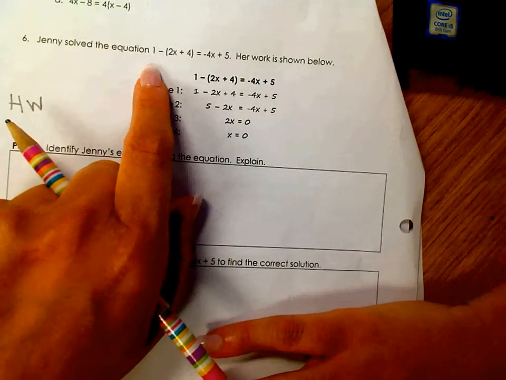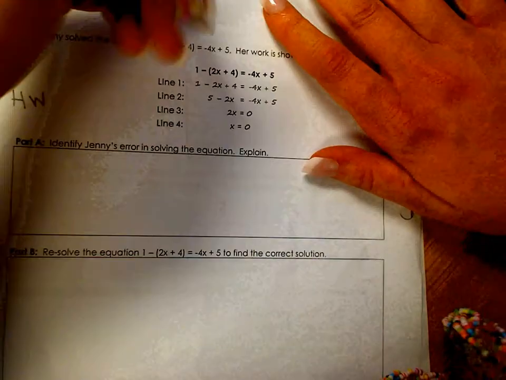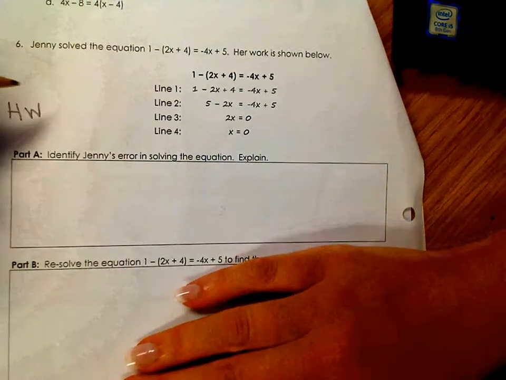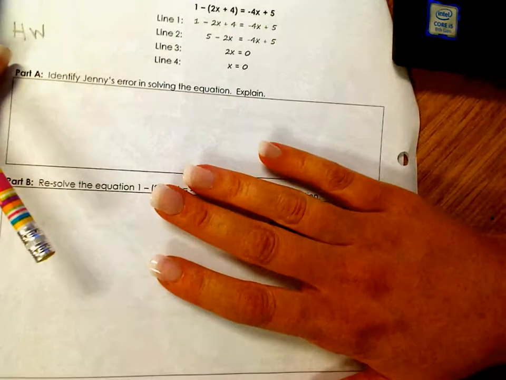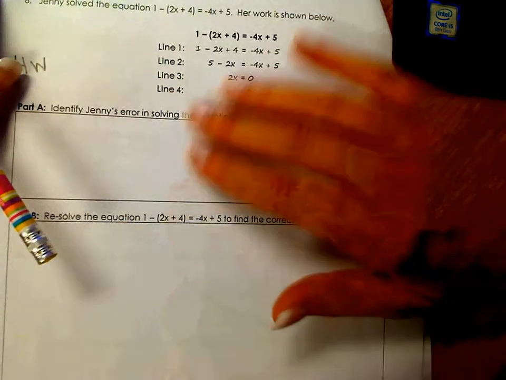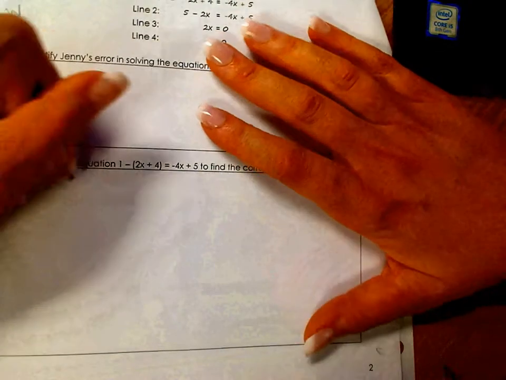So let's go over to the next homework one, which was this constructive response. Jenny solved the equation 1 minus 2x plus 4 equals negative 4x plus 5, and she made an error. So I'm going to have us resolve the equation down here, so it will be easier for us to see what the error was. So I'm just rewriting.